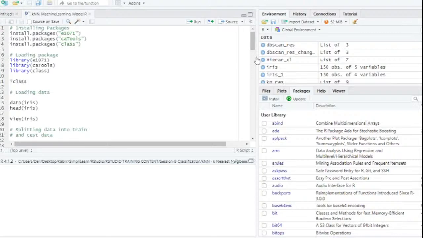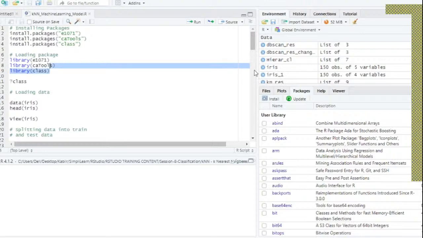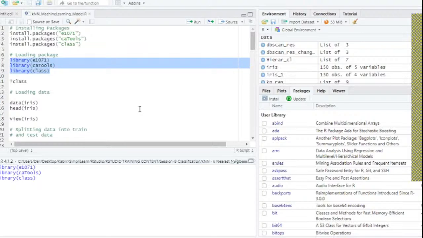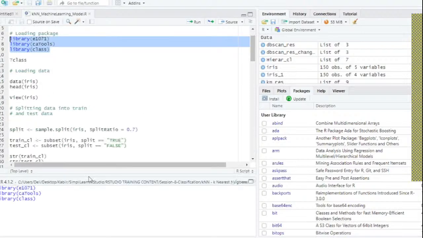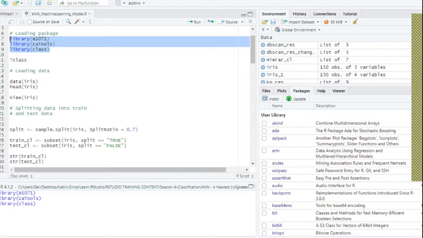I think most of these packages you have already downloaded, so just activate these three packages and do data validation, till line number 30. The data we are going to take is the Iris dataset.